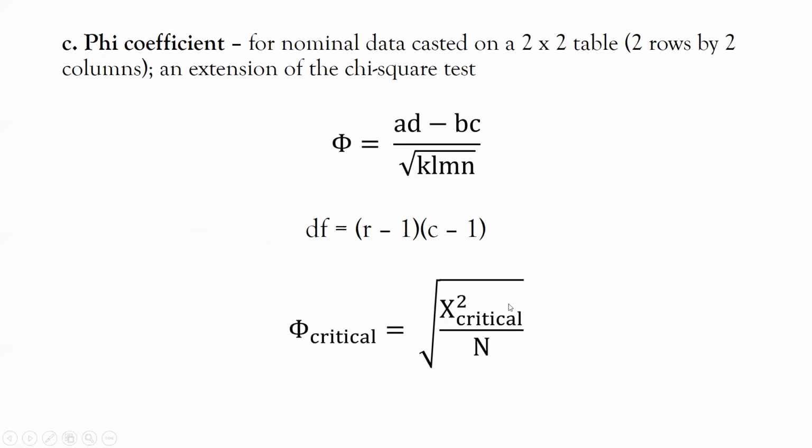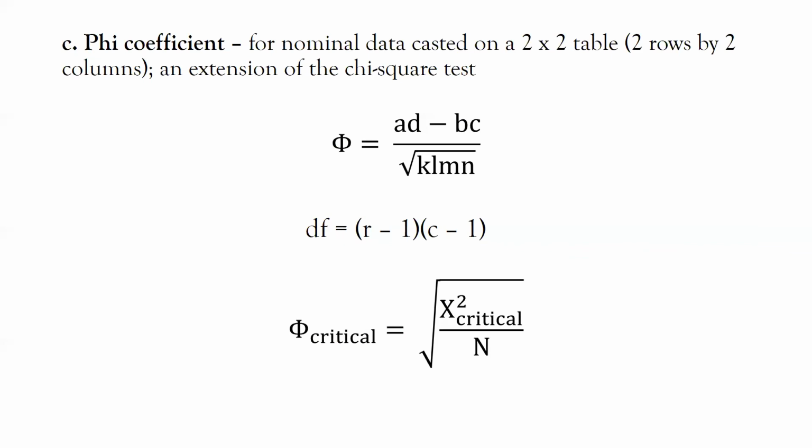All right. And lastly is the phi coefficient. This one is for nominal data that is once again cross-tabulated, and it's on a 2x2 table. Now, if you remember chi-square. So this is an extension of a chi-square test, and that's why it has the same degrees of freedom. So I will show you how we will go through the formula and its elements when we encounter the sample problem for phi coefficient.